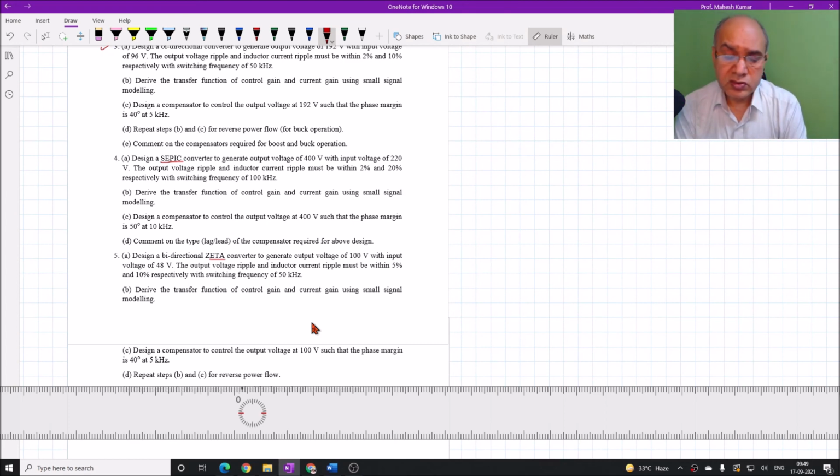Now I will close this unit, particularly DC-DC converter for the application of microgrid. In the next class, we will talk about the application of wind energy systems to the microgrid system, in which we will mostly focus on the DFIG, that is doubly fed induction machine.